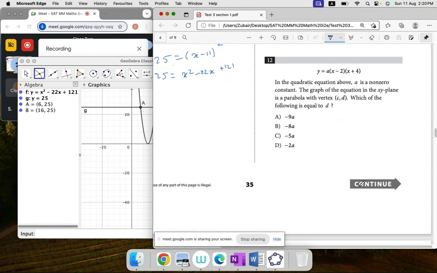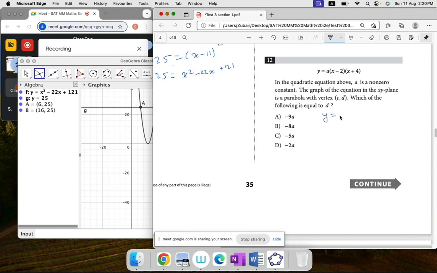In the quadratic equation above, a is a non-zero constant. The graph of the equation in the xy plane is a parabola with vertex (c, d). Which of the following is equal to d? So basically, the y of the turning point.